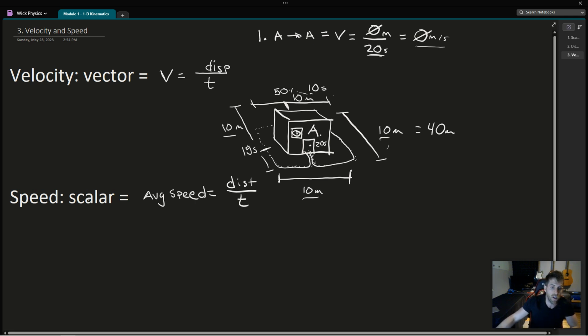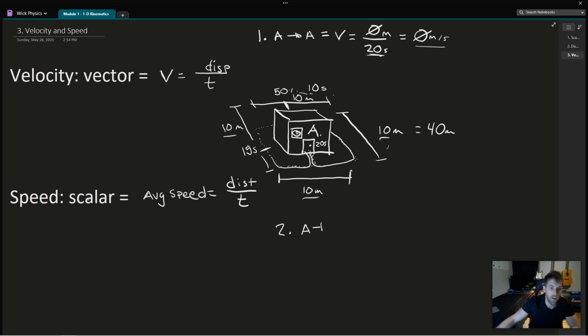So let's write out number 2 here. Number 2. The person traveled from A to A. What is the average speed? Okay, well, let's write in what we have. We have 40 meters. And it took the person 20 seconds.